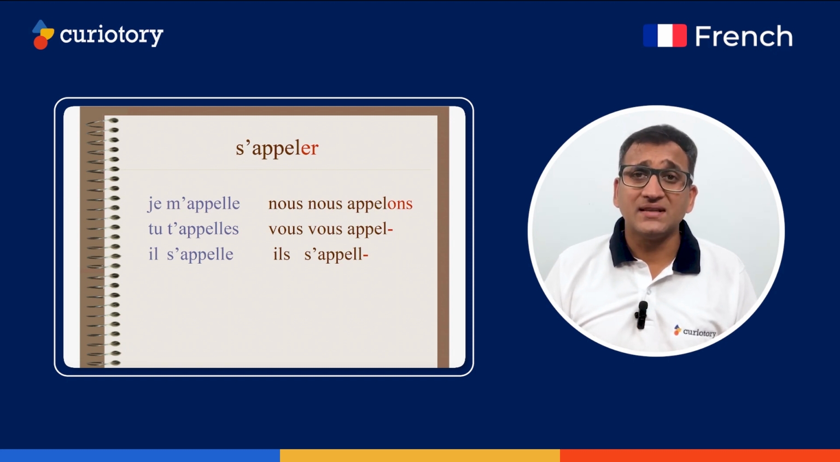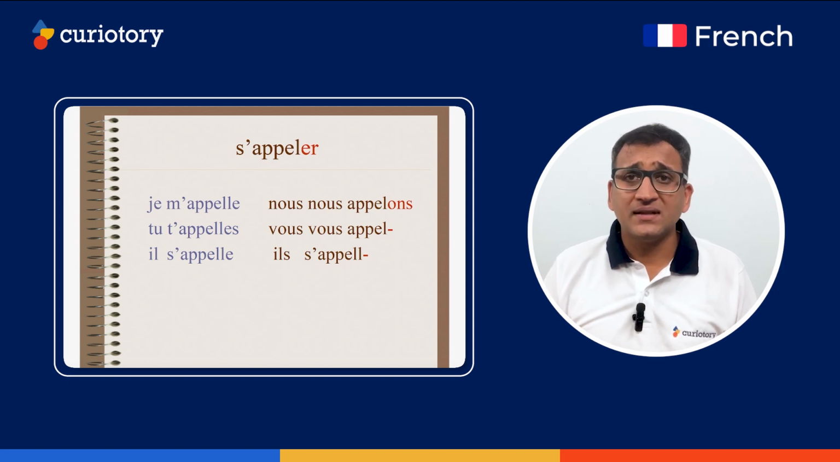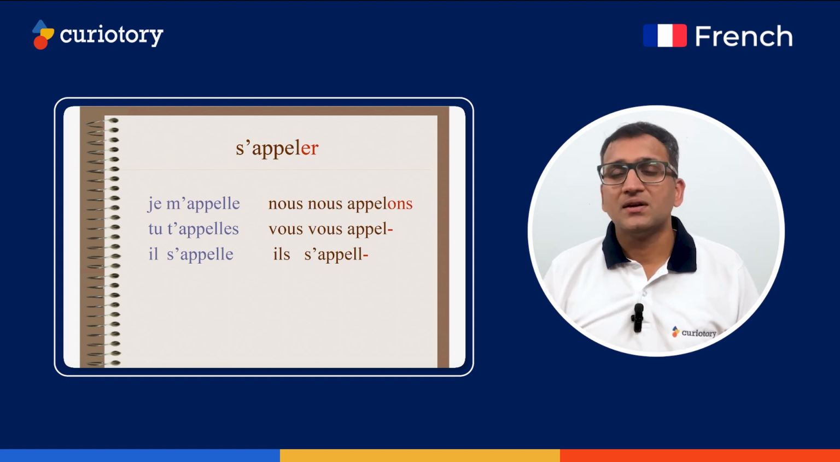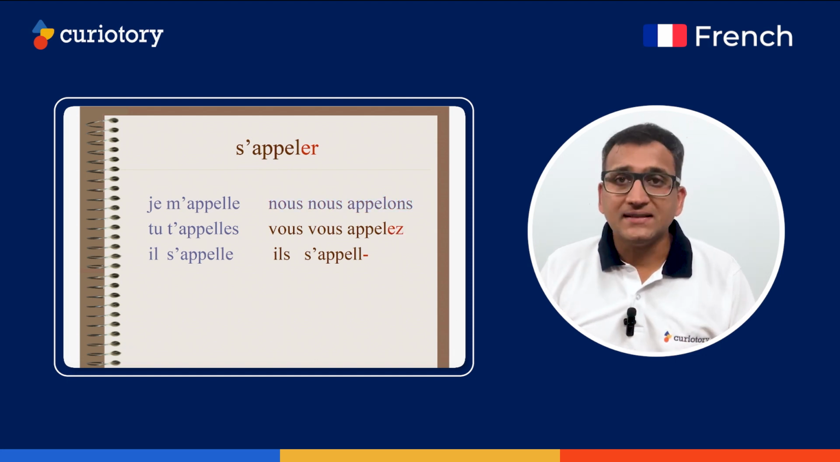Let's say I need to ask someone's name, or I want to verify someone's name. If your name is, let's say, Rajesh, I will say, vous vous appelez Rajesh. It's like that. Your name is Rajesh. I'm asking you. You got it? So vous vous appelez, EZ in the end.